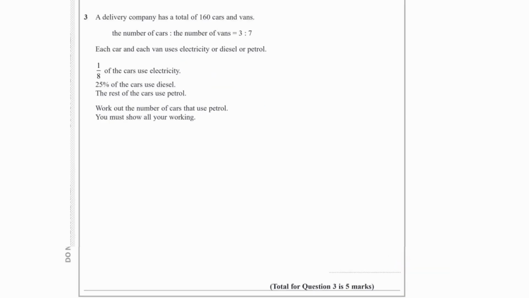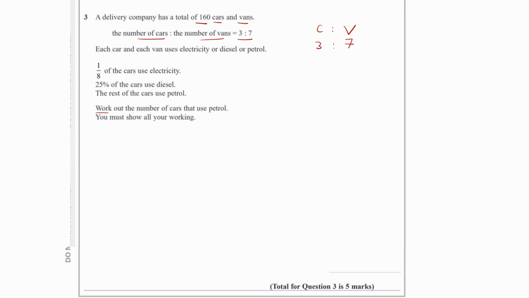A delivery company has a total of 160 cars and vans. The number of cars to the number of vans is 3 to 7. So I'm just going to write on the side here, cars to vans, 3 to 7. Okay, just read a bit more of the question before I do this. Each car and each van uses electricity or diesel or petrol. So we've got 3 options. An eighth of the cars use electricity, 25% of the cars use diesel, and the rest of the cars use petrol. Work out the number of cars that use petrol.